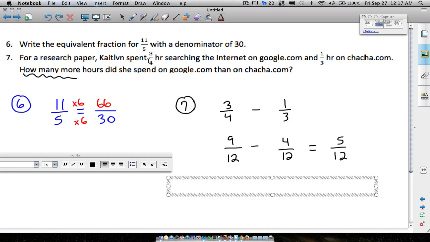That's 45 minutes, by the way, just in case, but you don't have to know that. 1/3 of an hour. That's 20 minutes, by the way, but you don't need to know that either.